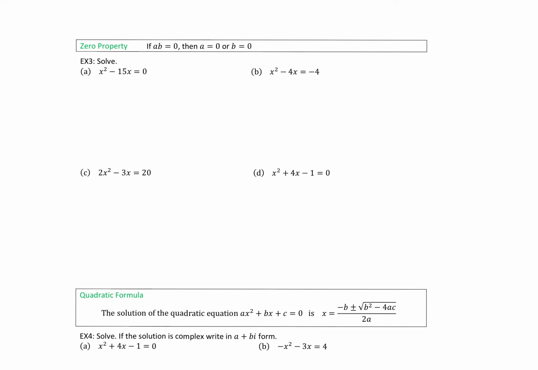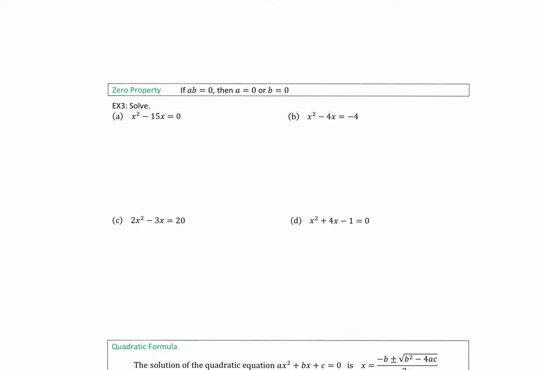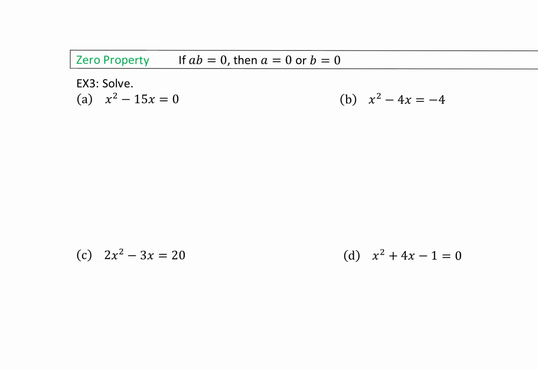Okay, now let's look at what happens if we actually have a linear term. The first thing we want to do is look at what's called the zero property. The zero property is very simple, but it's also very powerful. It says that if you have a product equal to 0, the only way that can happen is if one or the other, or both, of the factors are 0. So the only way you can multiply and get 0 is if at least one of your factors is 0.